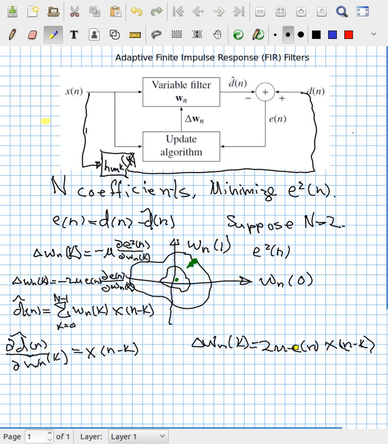So now we have a formula for the change in w sub n as a function of what's coming in. The x of n minus k comes in right there, and the e of n comes in there, and you just plug them into your formula, and you get your delta w sub n. You add that on to w sub n, and you've got the w for the next time around. So this has been an explanation of adaptive FIR filters. Hopefully this helps you understand them.